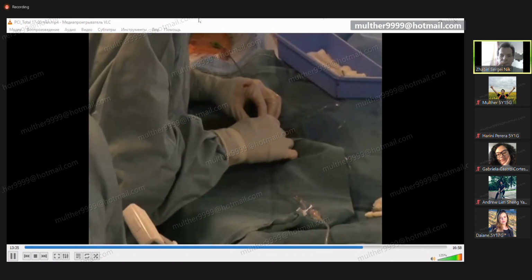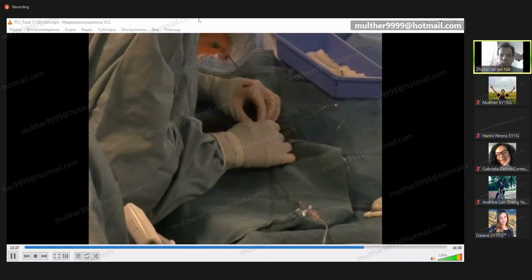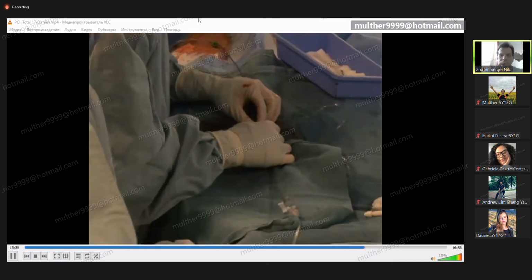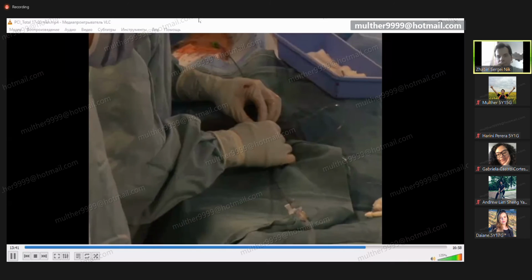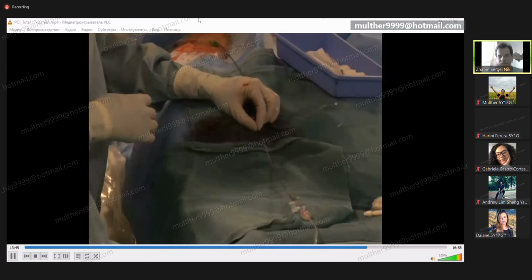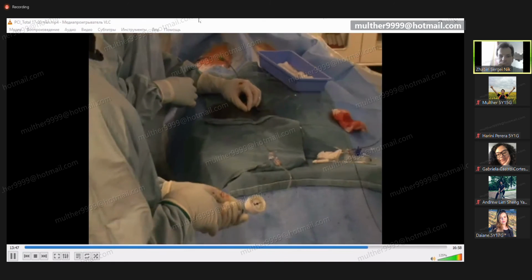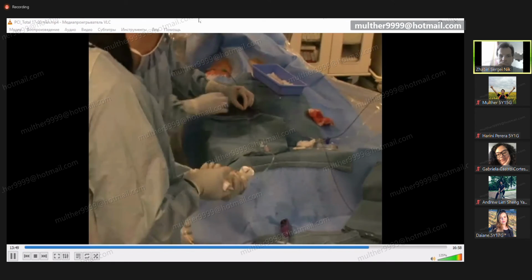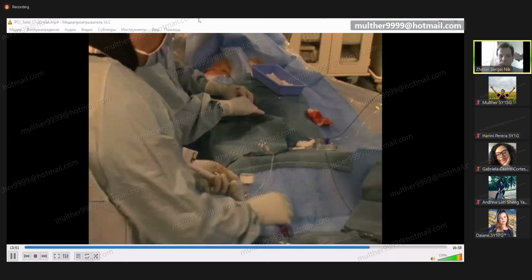Also, if post-dilation is to be performed across the jailed side branch, performance of simultaneous kissing balloon angioplasty, where balloons are positioned both in the parent vessel and across the ostia of the jailed side branch vessel, and simultaneously inflated.